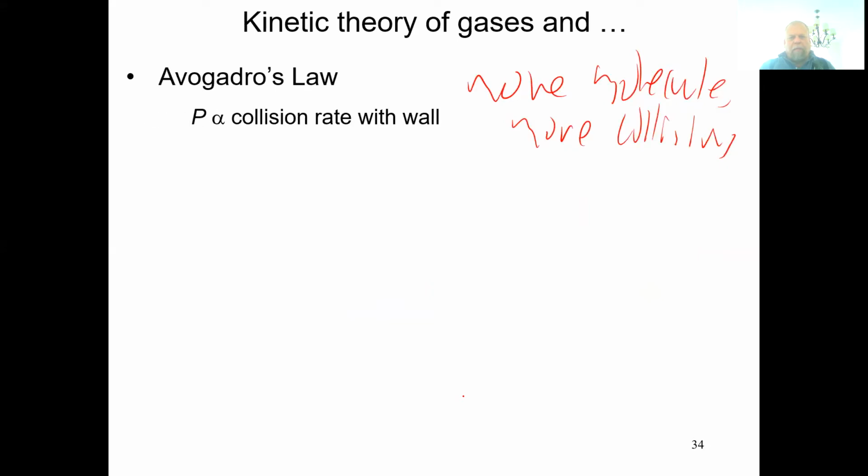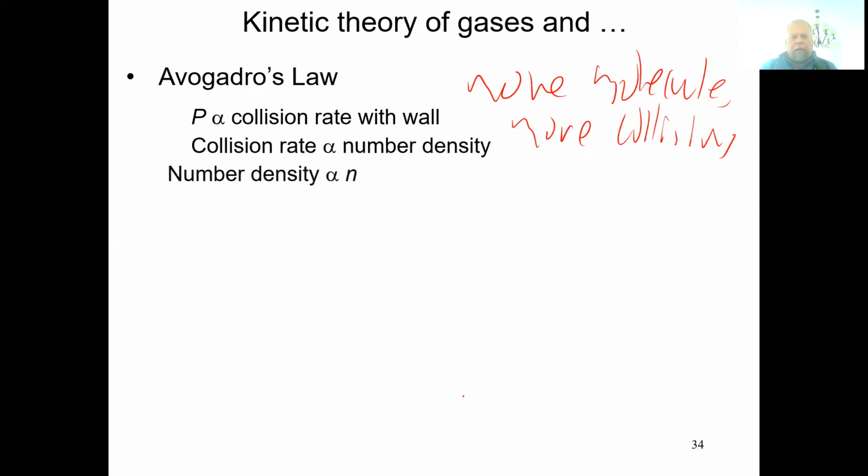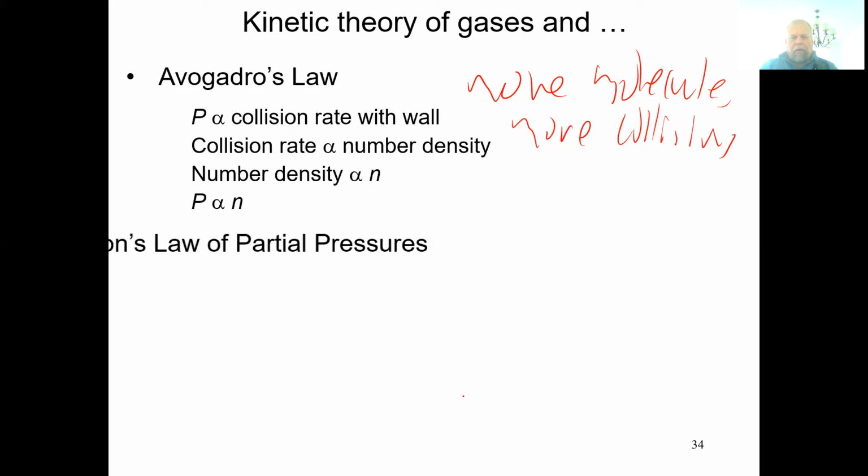Avogadro's law: the pressure is proportional to the collision rate with the wall. Collision rate is proportional to the number density. The number density is proportional to the number of moles. The pressure is proportional to the number of moles.